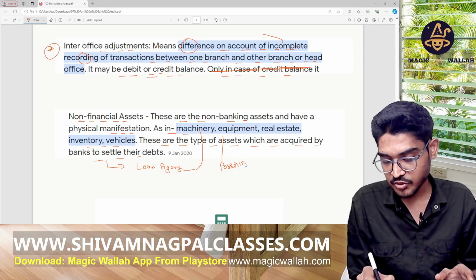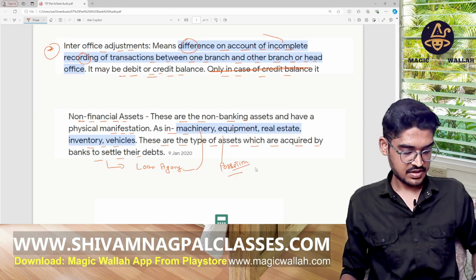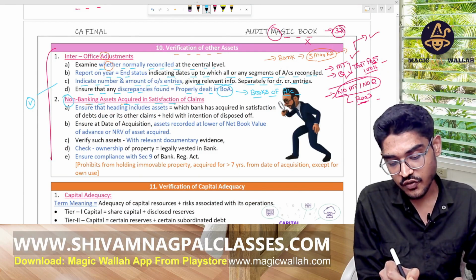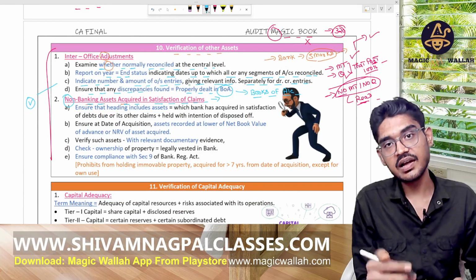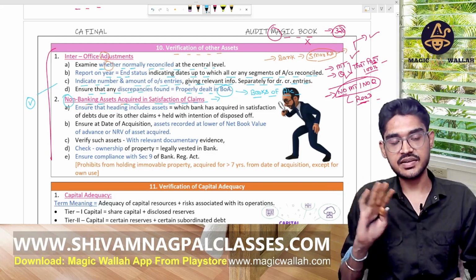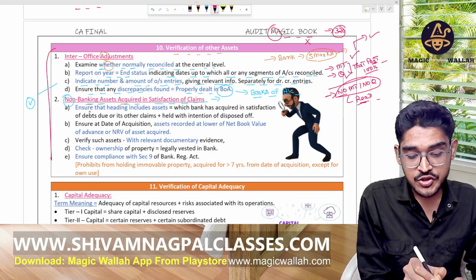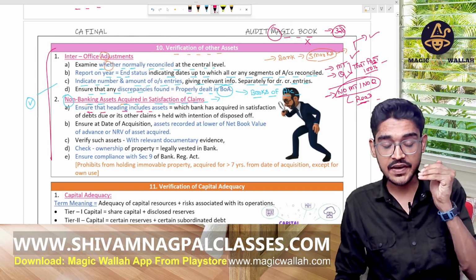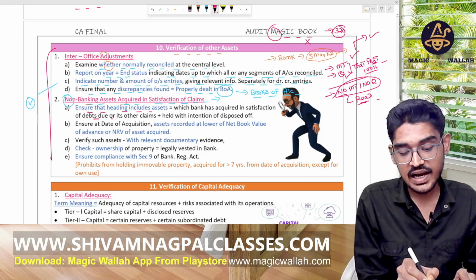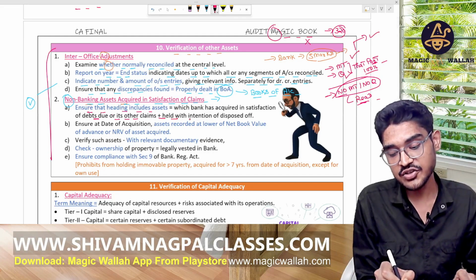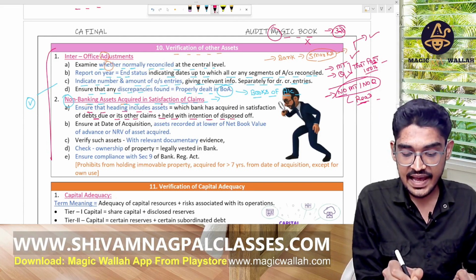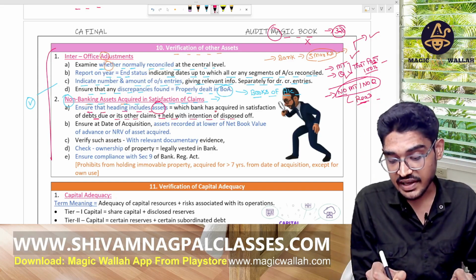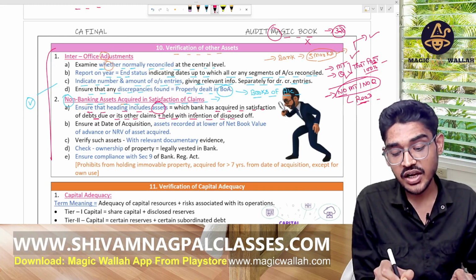These are the non-banking assets which are acquired by the bank for the satisfaction of claim, because the bank is not able to recover the loan from the borrower, so they take their asset. Now, ensure that the heading includes assets which the bank has acquired in satisfaction of debts due or its other claims, plus held with the intention of disposal. So this asset part covers only those assets which the bank has acquired for its claims, and these are for disposal purposes.